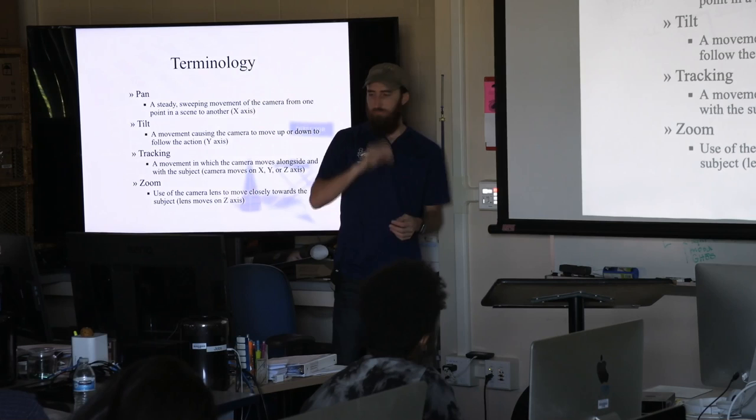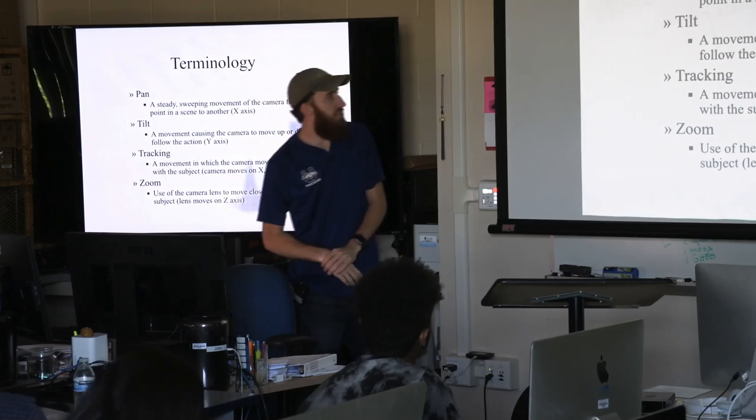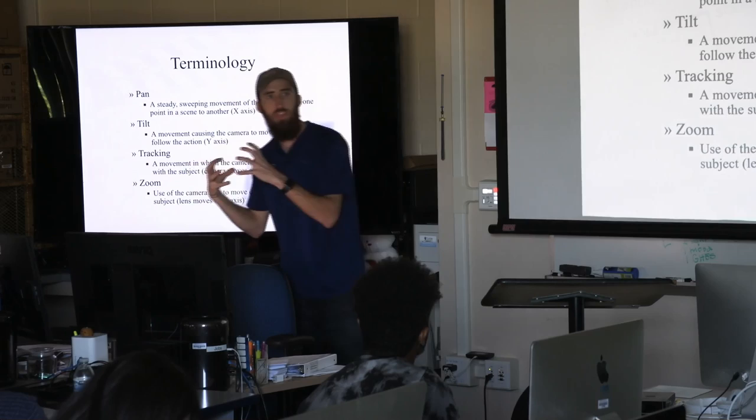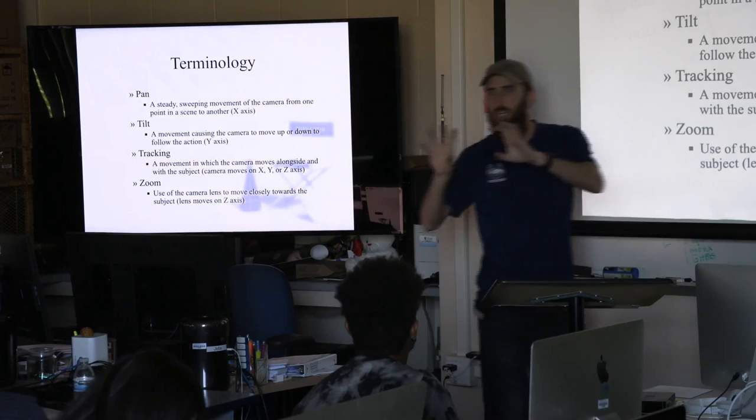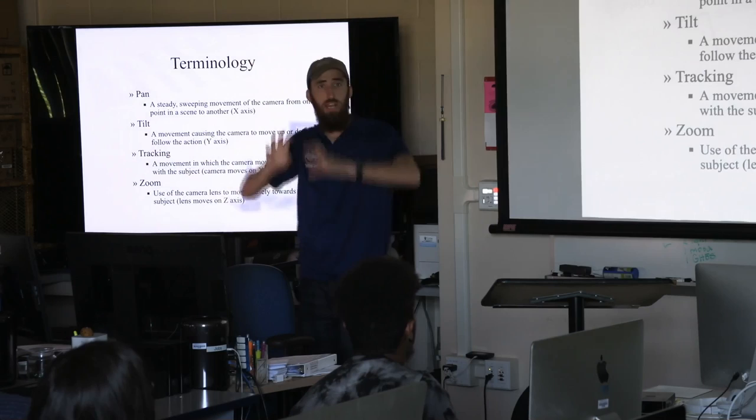Tracking is a little bit different. Tracking is a movement in which the camera moves alongside or moves along with that particular object or subject. Right? So instead of panning from right to left with the camera at a fixed point and position, with tracking we're going to move the camera along with the subject. Left to right or right to left. Might even move up or down. Might even move in or out. That's along the z-axis. But all of that is tracking.